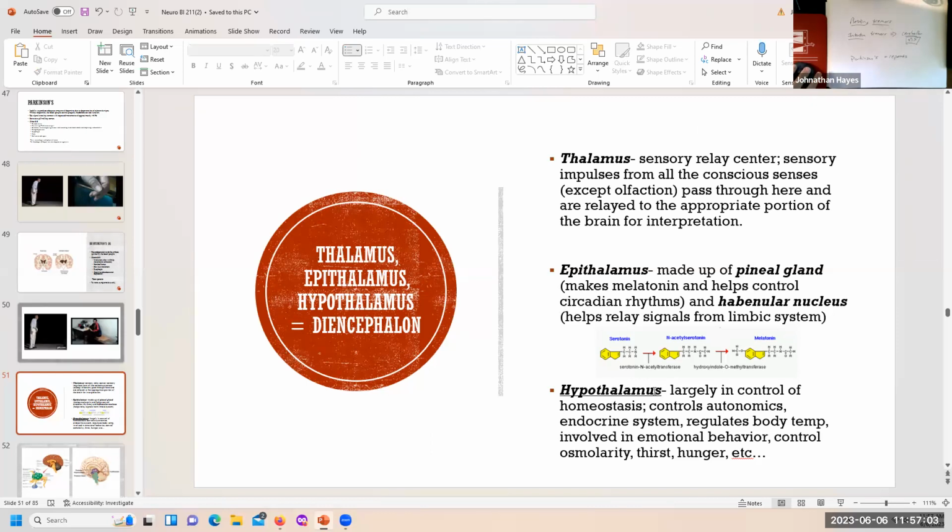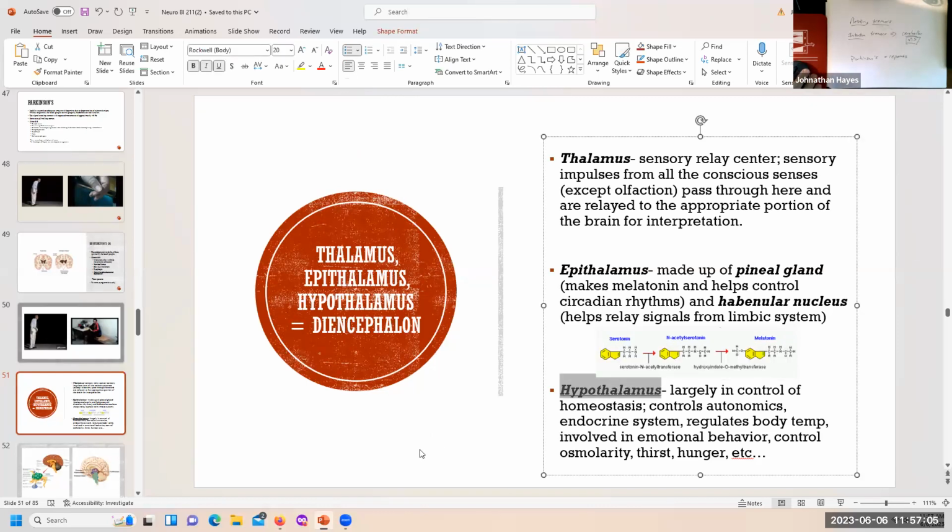But then of course, hypothalamus, extremely important part of the body. This is where basically all homeostasis takes place. So most of our control of endocrine system comes from the hypothalamus, because the hypothalamus will tell the pituitary what to do, and then the pituitary will oftentimes tell other glands what to do. So hypothalamus is in charge of mainly the endocrine system.